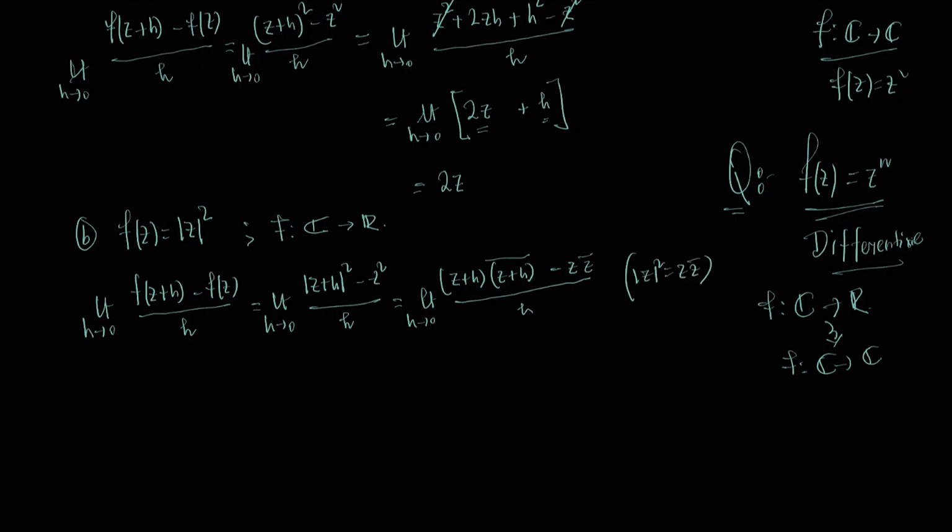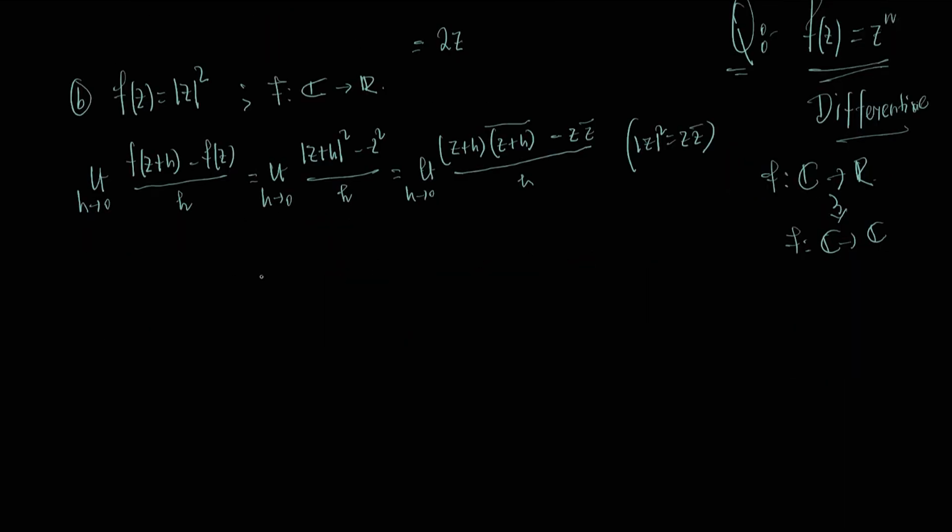Remember, right? Mod z square is nothing but z z bar. Yeah, this we already know, so we are using that particular formula. So this is nothing but limit h tends to 0. Let's just break it up: z bar plus z h bar plus z bar h plus h h bar minus z bar by h.